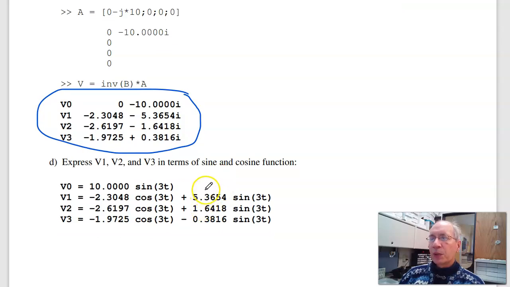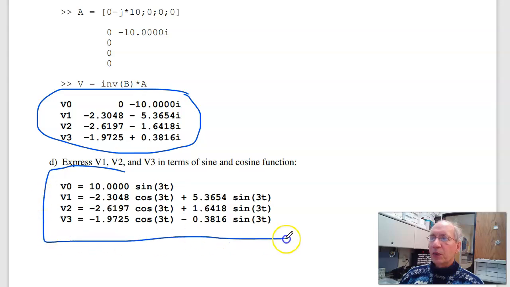Now in phasors, the real part's cosine, minus J is sine. What this represents is 0 cosine, 10 sine, minus 2.3 cosine, 5.3 sine, minus 2.6 cosine, 1.6 sine, and so on. So this is the voltages V0 through V3. Again, not a problem if you don't mind matrices and using Matlab. I can handle sine waves just fine. I'm going to get complex numbers though. The reason for that is with a sine wave I have cosine and sine. In phasors, the real part's cosine, minus J is sine.